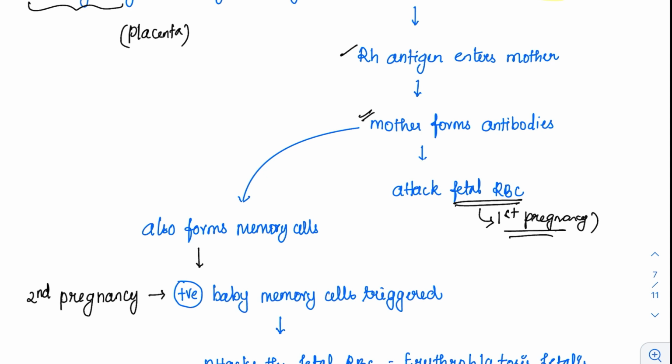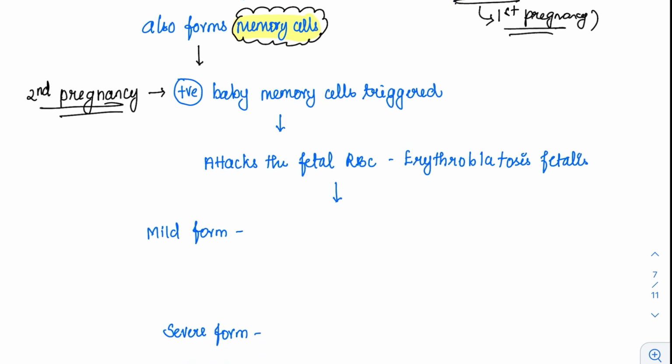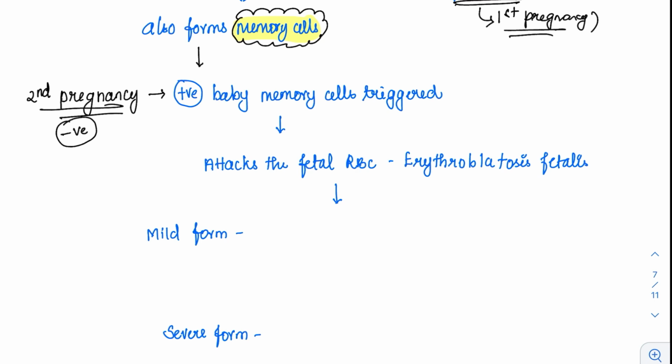Why? Because now whatever antigens from the baby have entered the mother's side, what will happen? They will form something called memory cells. Memory cells means the body is now capable of producing more and more RH antibodies whenever anything positive enters. So they will form the memory cells. Just in case in the second pregnancy also, the mother is negative and she is conceiving a positive baby. But at this time, the mother has memory cells. So if there is even a very minute admixture of blood between the fetus and the mother, what will happen?